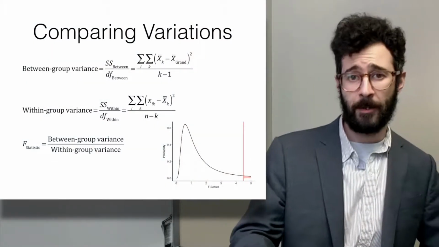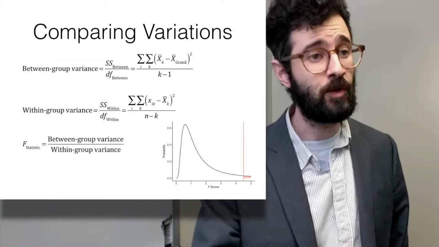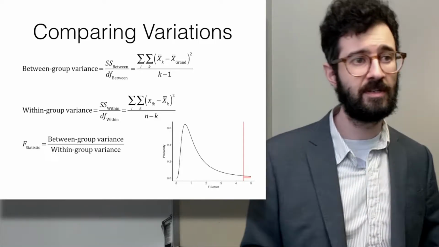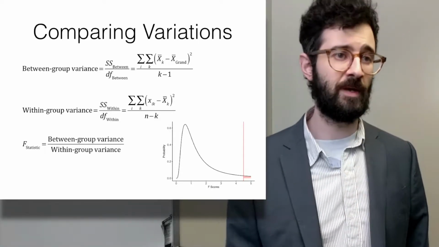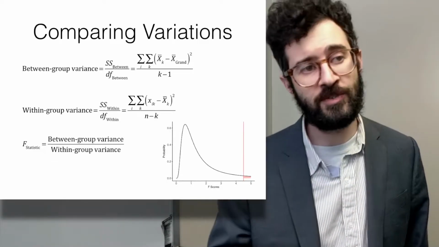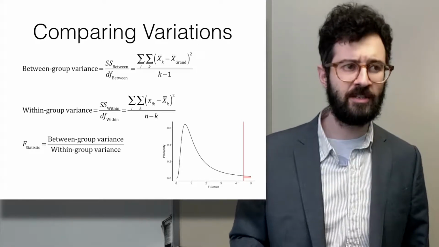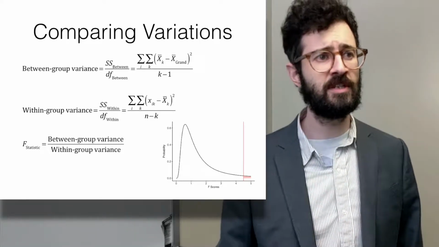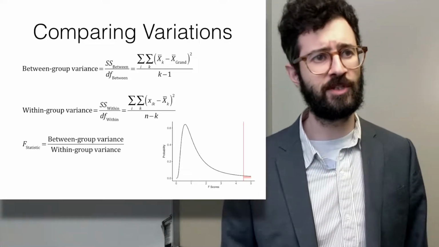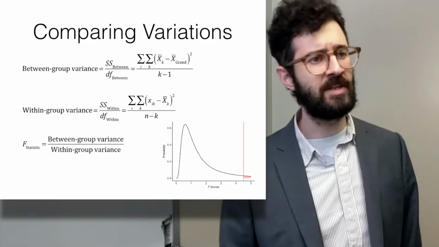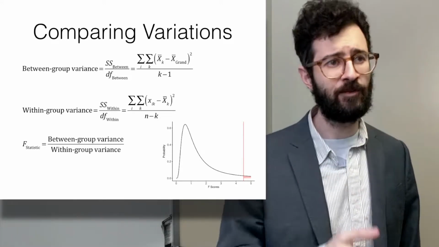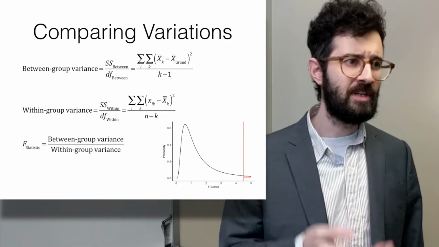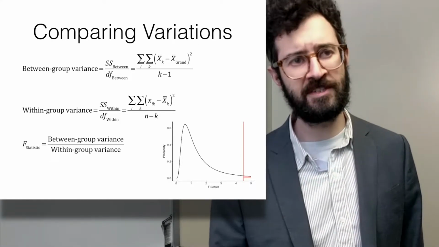So here's what we can do. We can go out into our multiple populations. We can take random samples from each of them. And we can use that information to calculate the between group variation as well as the within group variation. We can then take those two values and form a ratio, which here is often referred to as an F statistic.